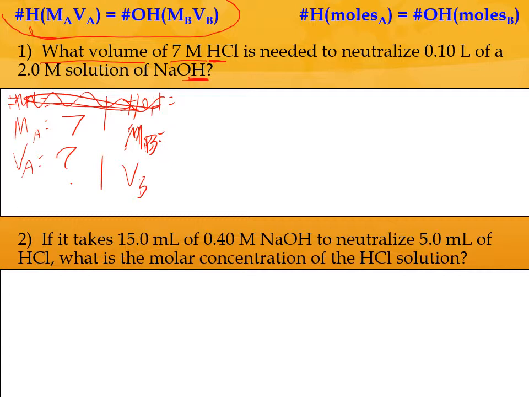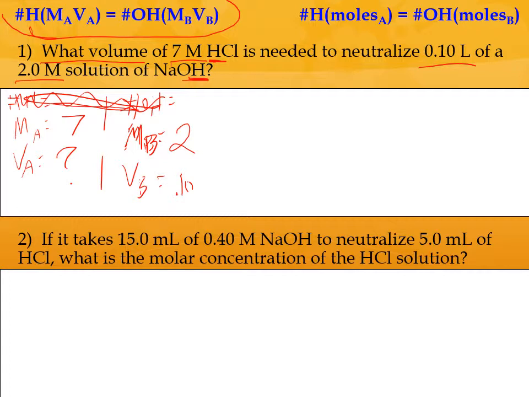So for the molarity of the base, it tells us right here, it's a 2 molar solution of NaOH. So I'm going to write 2 right there. You don't need to write the 0.0 as decimal. And the volume of that base, it says, is 0.10 liters. So the VB equals 0.10.